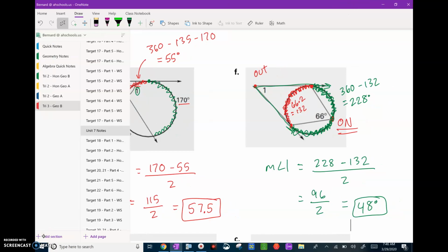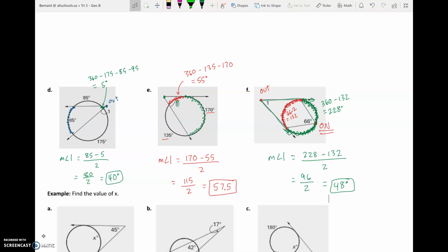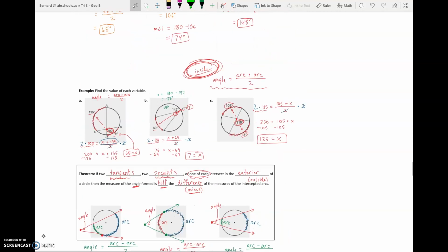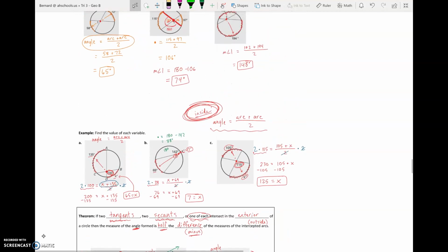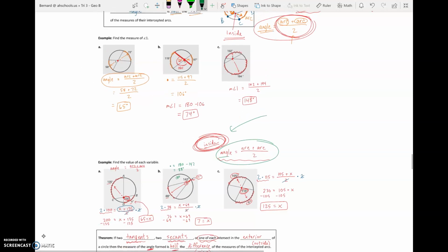All right, welcome back. This should be the last video to get through the part 5, target 21 notes. Remember what we've been doing so far was we started talking about the relationship between angles formed inside the circle and then the arcs they create. And that angle, remember, is going to be arc plus arc divided by 2. That was the first part of these notes.